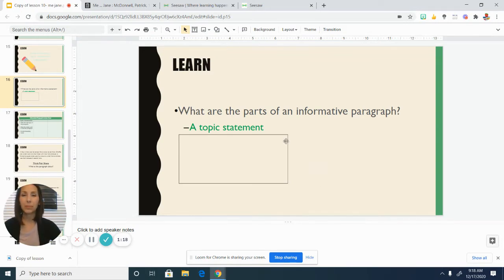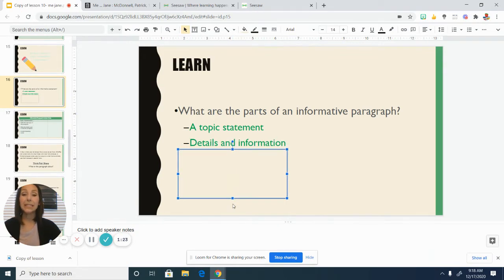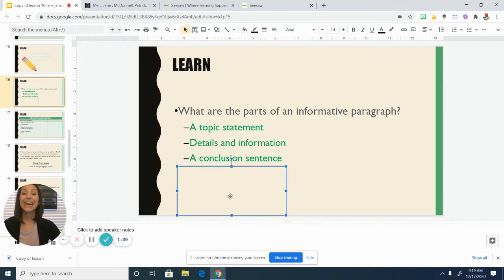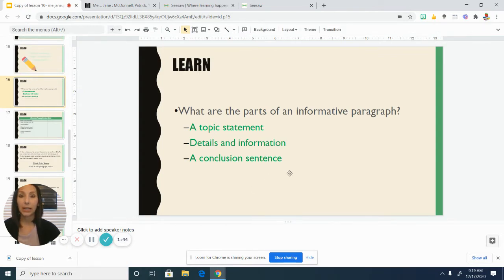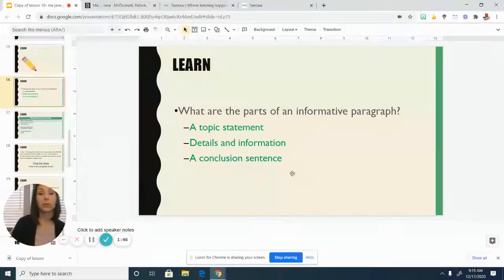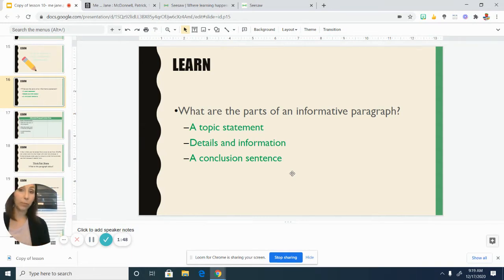And then do you remember what comes next? Yeah, all the facts, the details, the information, the specific details about the topic. And then what is at the end? What is that last piece of bread? What comes at the end of an informative paragraph? Yeah, that's right. A conclusion or a conclusion sentence. You have got it. Those are the three main parts of a well written informative paragraph.